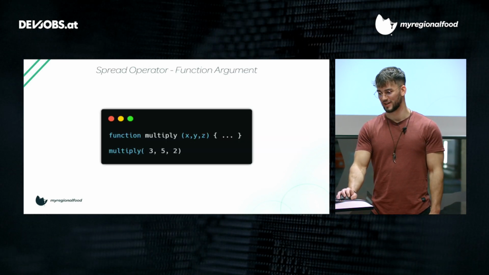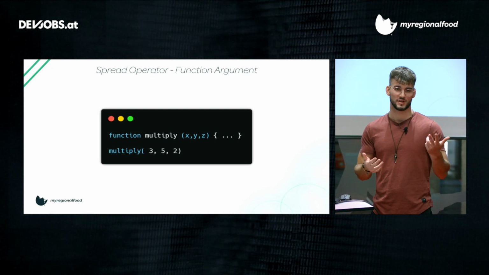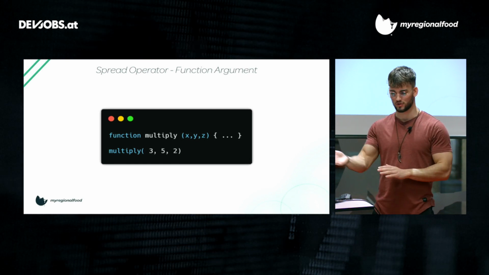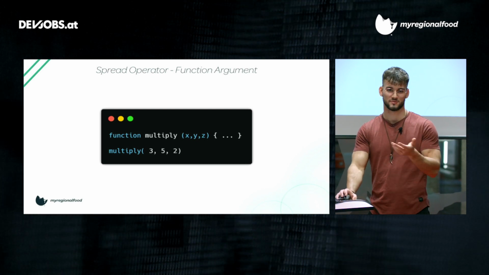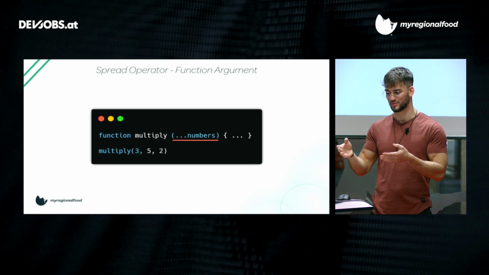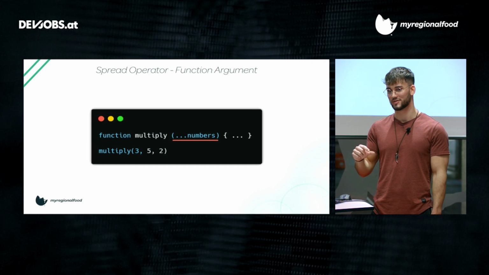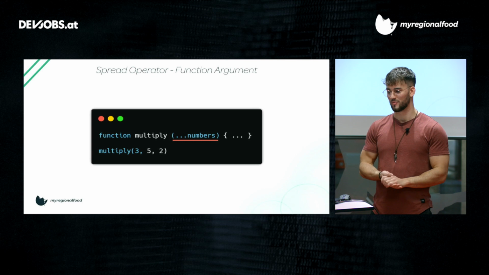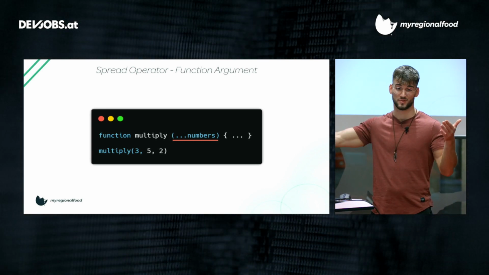Next tip on the spread operator: you have a function with 3 arguments, x, y, and z, which the function just multiplies together, and you can call it with 3 numbers. But what if you want to add more numbers or just 2 numbers? You can use the spread operator in the arguments, so the numbers become an array of all those numbers. You have to rewrite the function a bit. But now you can call multiply with 3, 5 or more, even 100 values.